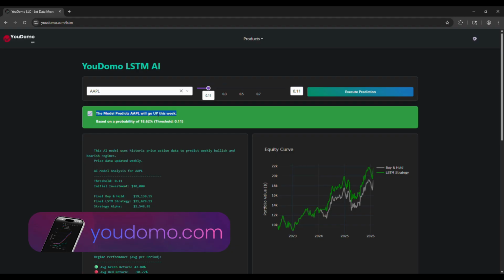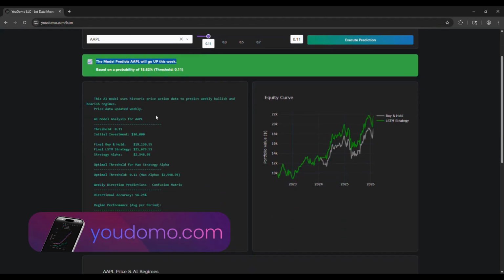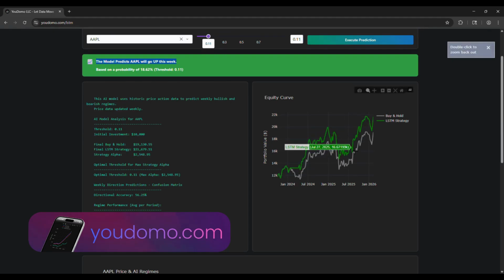So, here we see the historic AI model versus the buy and hold method. We see that the AI model turned $10,000 into $21,000 in this backtest, while the buy and hold method turned $10,000 into $19,000. So we have an alpha of $2,548. The directional accuracy of this model is 56%.